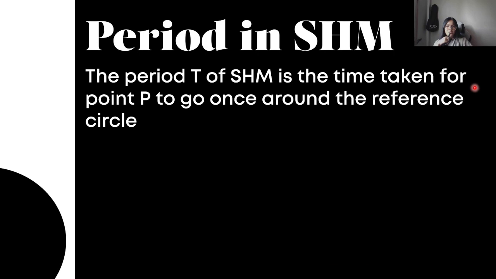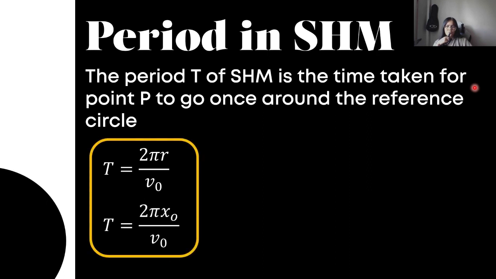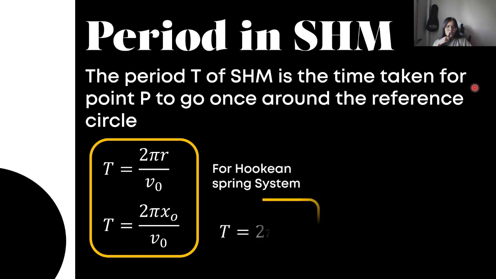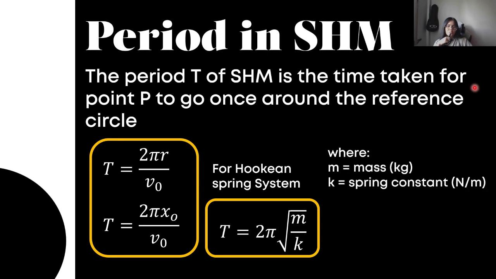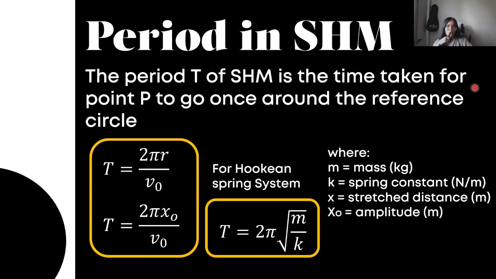Then, we have period in SHM. The period T of SHM is the time taken for point P to go around the reference circle. So, galing 'to sa reference circle. Ito yung formula natin. And then, for Hookean spring system naman, we have T is equal to 2 pi square root of m over k. So, m is for mass, k is for spring constant, x is the stretch distance, x sub o, amplitude, v sub o is the maximum speed.